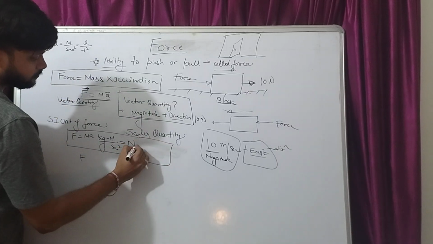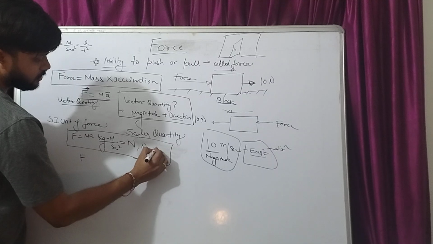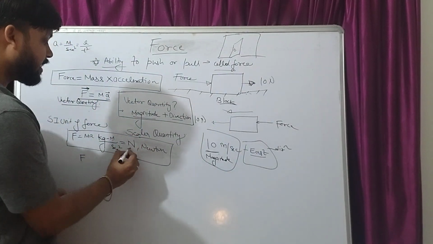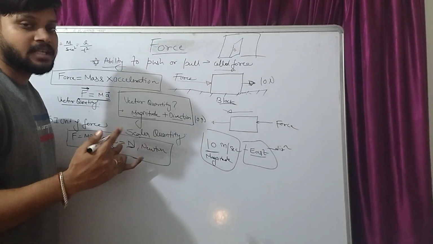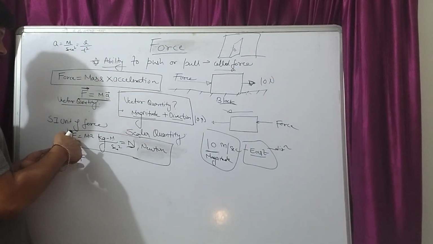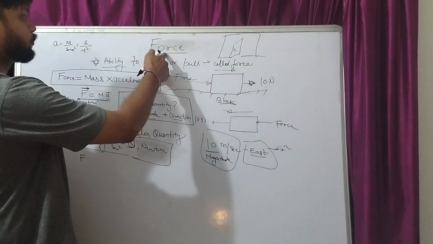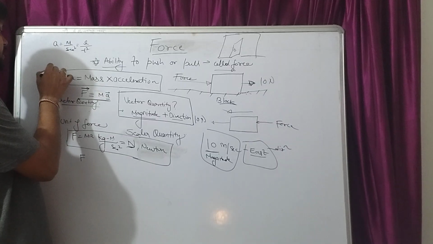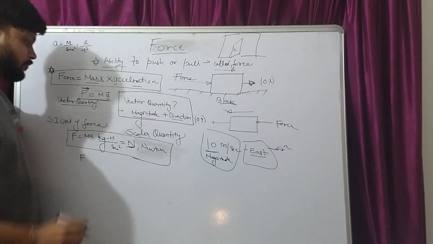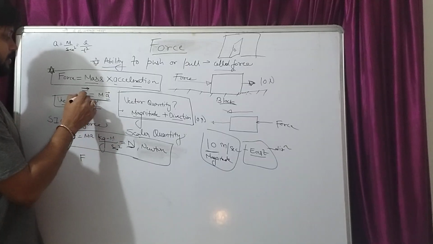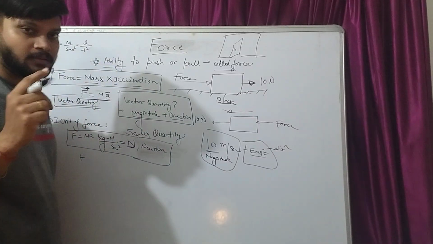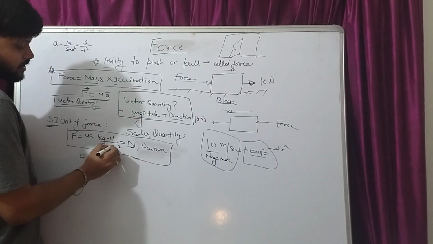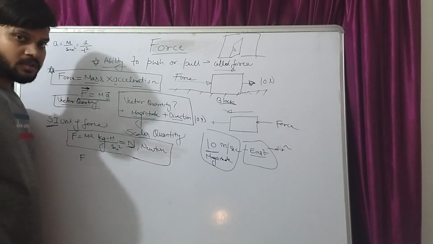What does N indicate? N indicates Newton, because Newton gave the concept of force. That is why we write N. Alright, these things are clear. Force, the ability to push or pull something, is called force. Its formula is mass into acceleration. It is a vector quantity because it has both magnitude and direction. The SI unit of force is kg meter per second square, or simply Newton.